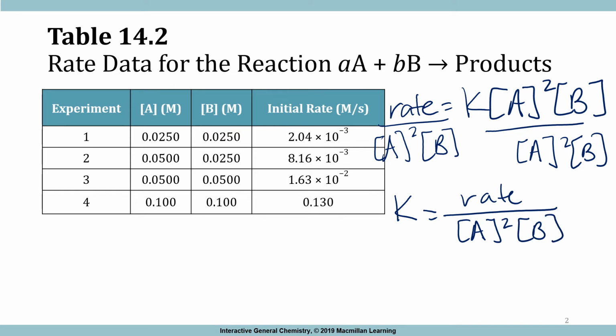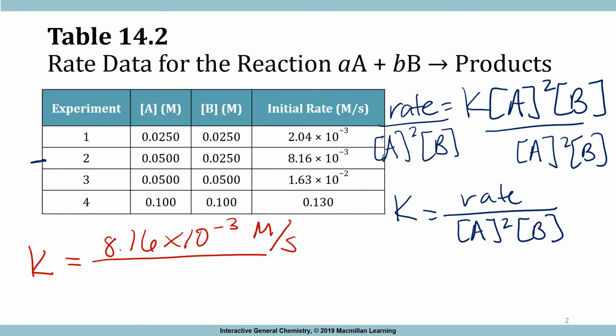So I'm going to pick any random experiment and plug it in. They should all give you the exact same value. So I'm going to pick experiment 2. K is equal to 8.16 times 10 to the minus 3, and that's molarity per second, divided by 0.05 molarity squared times 0.025, and that's just molarity.